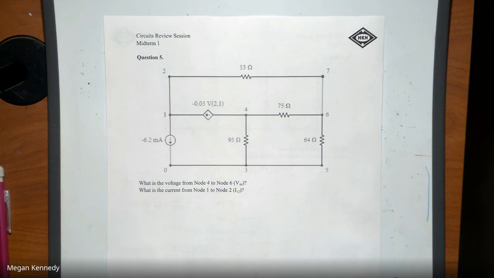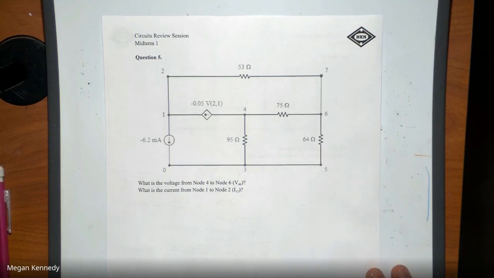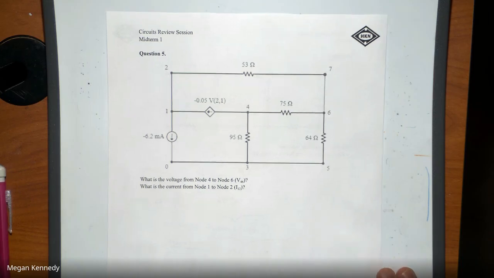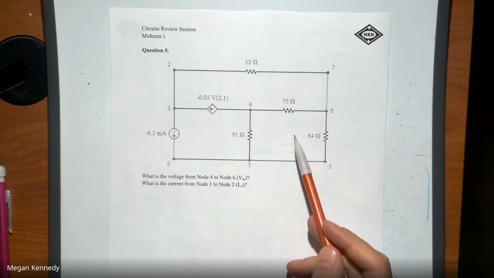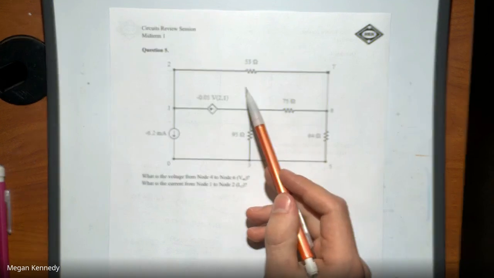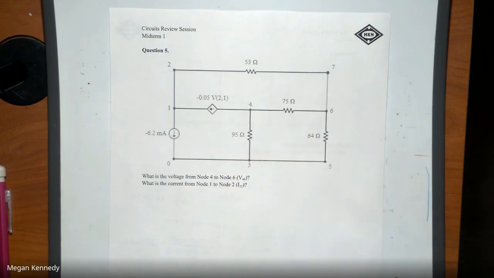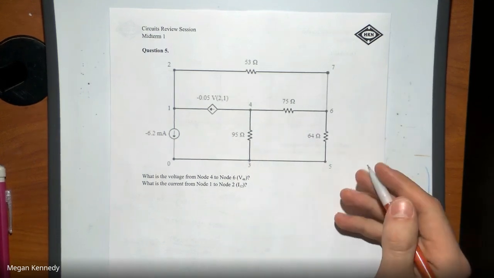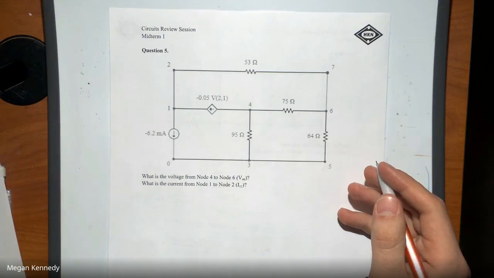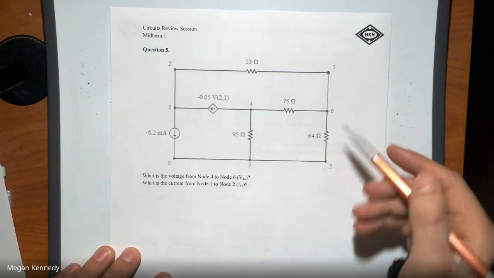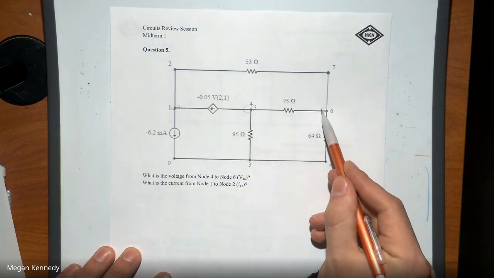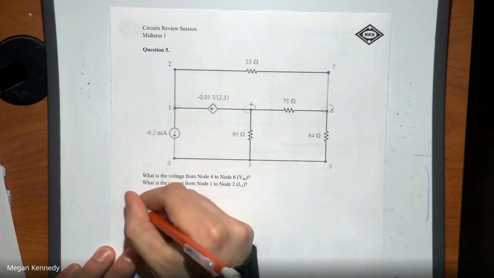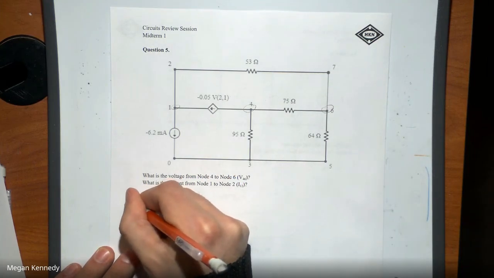So when I'm looking at this problem, the one thing that's screaming out to me is using node voltage. We could use mesh current if we want to. We would have 3 meshes, one here, and one here. I just feel like using node voltage, so I'm going to be doing that. I'm going to create a node equation at node 4, at node 1, and at node 6. So I'm going to start out with node 4.